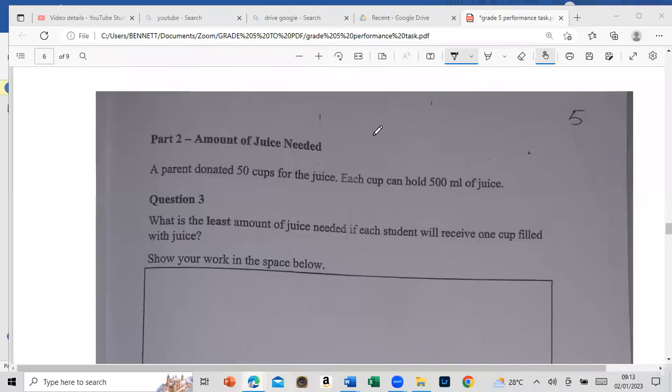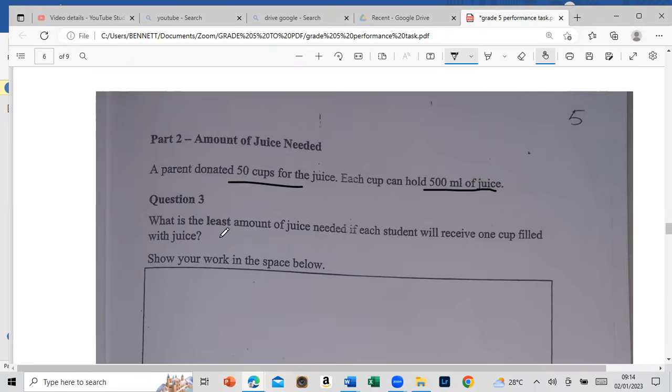All right, guys. So let's look at part 2, and it says amount of juice needed. A parent donated 50 cups of juice for the party. Each cup can hold 500 milliliter of juice. So note that is 50 cups, 500 milliliter. What is the least amount of juice needed if each student will receive 1 cup filled with juice?